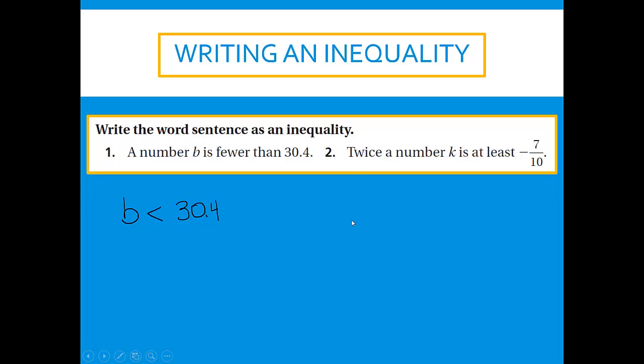Now for number 2, we have twice a number k is at least negative 7/10. So first we'll start out with twice a number k. That means 2 times k or 2k. Is at least would mean greater than or equal to, and then we have negative 7/10. So we have that 2k is greater than or equal to negative 7/10.